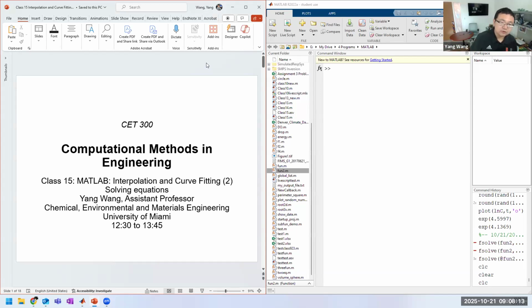So this class, we're going to follow up on interpolation and curve fitting, especially the higher orders of polynomial curve fitting, and then talk about the curve fitting tools that are available in MATLAB. And then we'll specifically talk about how we can solve equations. Because in engineering, most of the time it's about solving equations, right? It can be a single equation, it can be a system of equations, and so on and so forth.